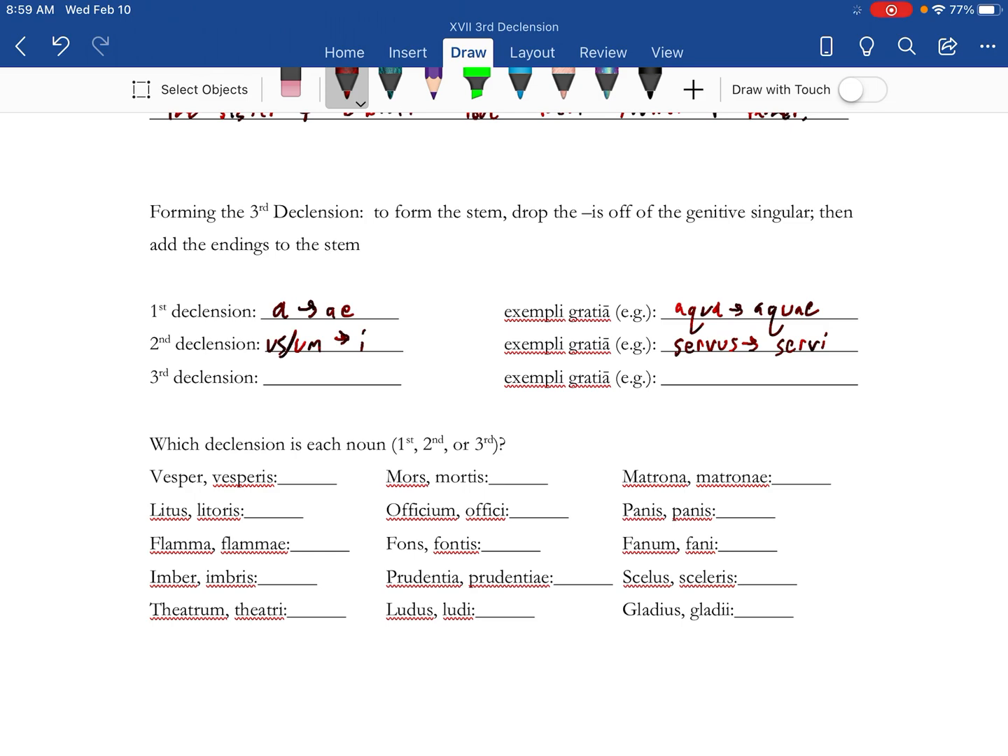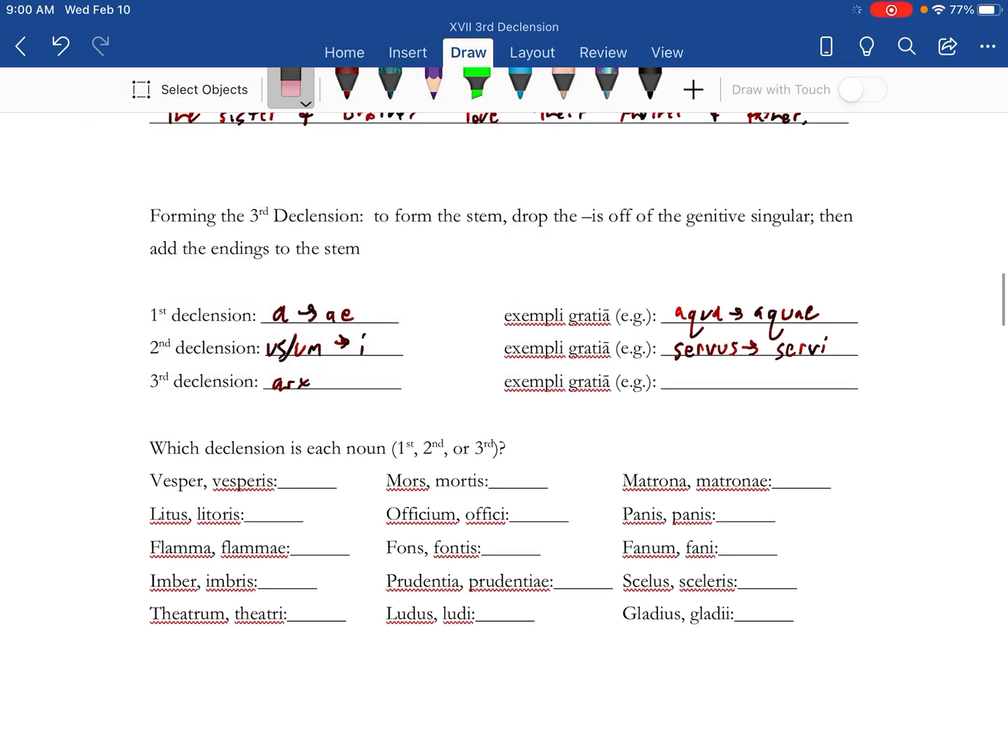Third declension. I'm trying to think of a third declension word that isn't on there. All right, we'll go arcs. Whatever to IS. Arcs to arcus. And there's the stem for all of them, because to get the stem, you take the genitive singular ending off. So for aqua, it would be aqu. For servus, it would be serv. And for arcs, it would be arc.